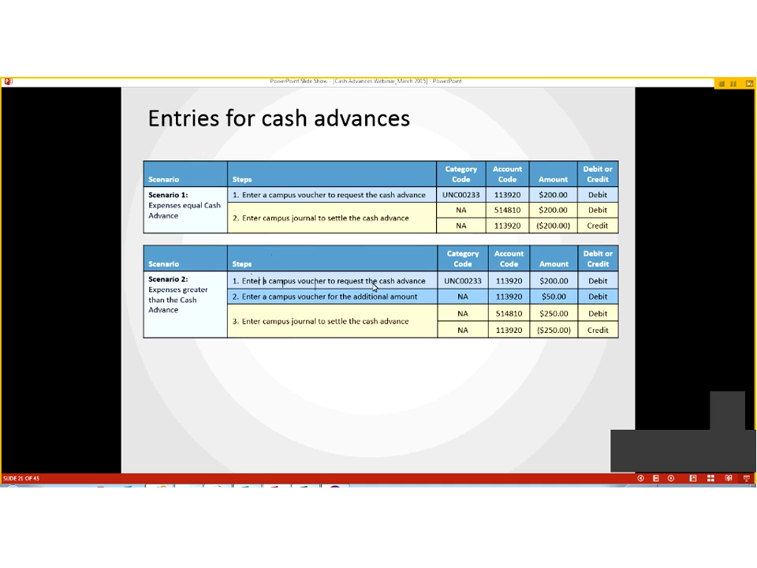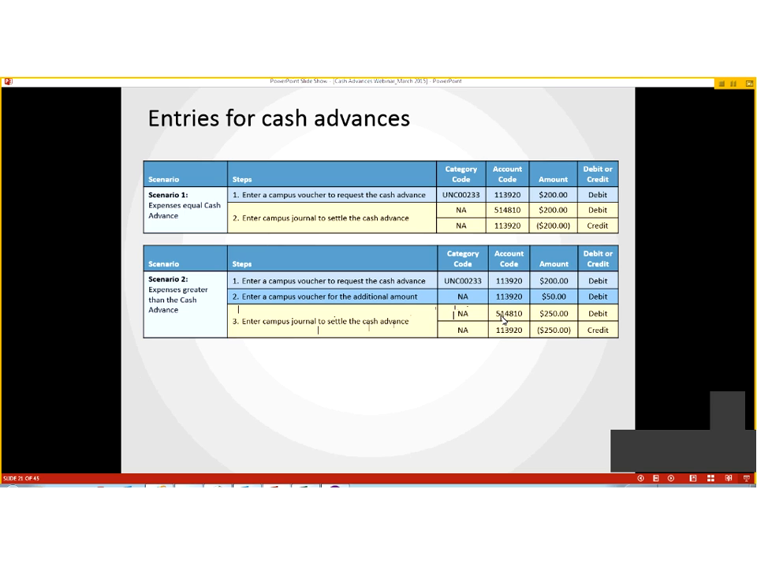And then scenario number 2, first step, you have the same thing. You're creating the cash advance and booking the cash advance. And then if your expenses are greater than your cash advance, then what you would have to do as an additional step from the first scenario is you would enter a campus voucher for the additional amount, and you would put in that same account code, the amount that you're augmenting the advance for.